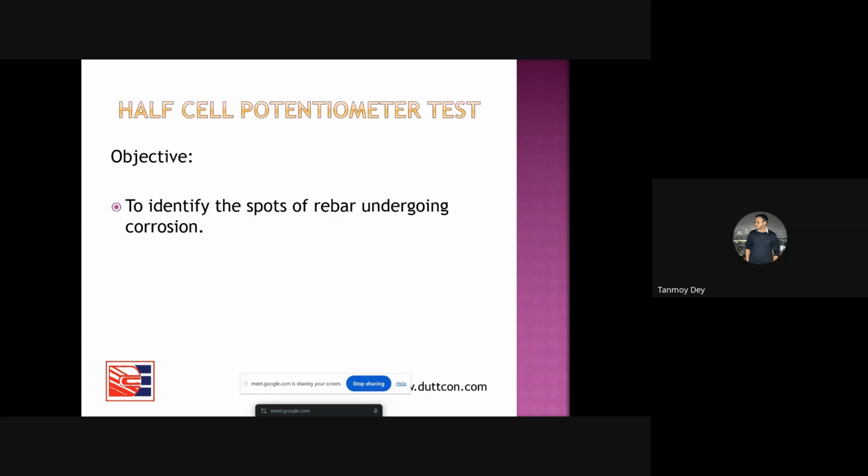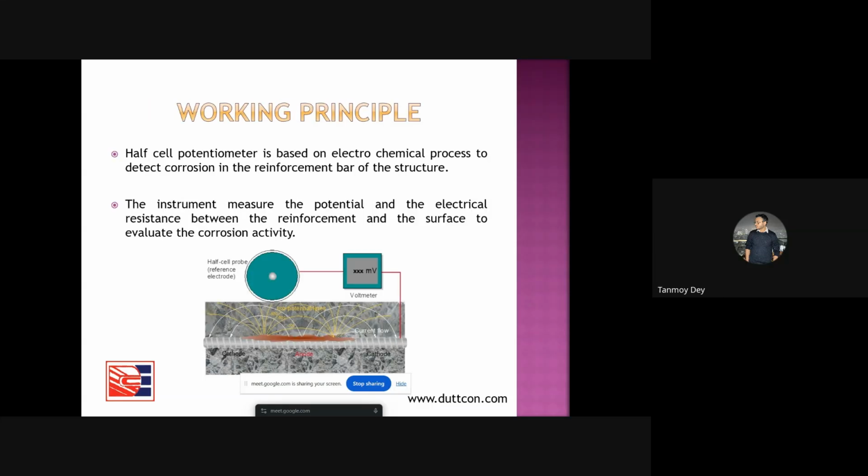Okay, next one. Any other question? You may ask some question on half-cell 1. If you have any questions, sir. No, sir. Okay, thank you. Next. This is a working visual. You can see this. Next one.